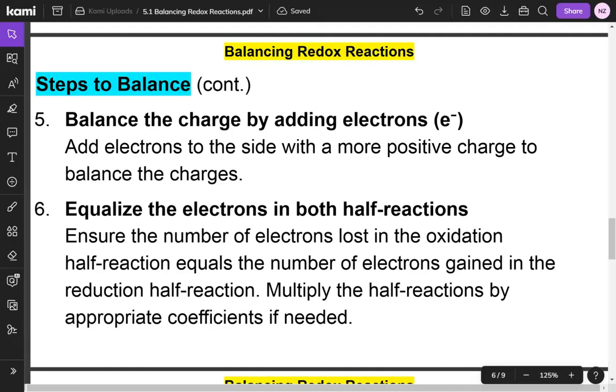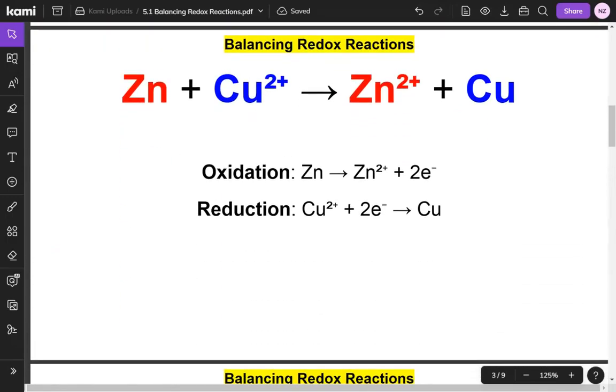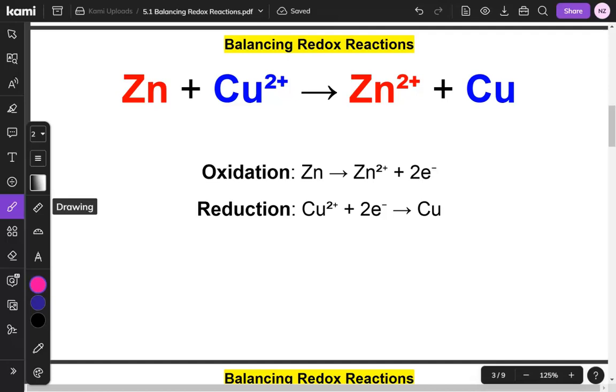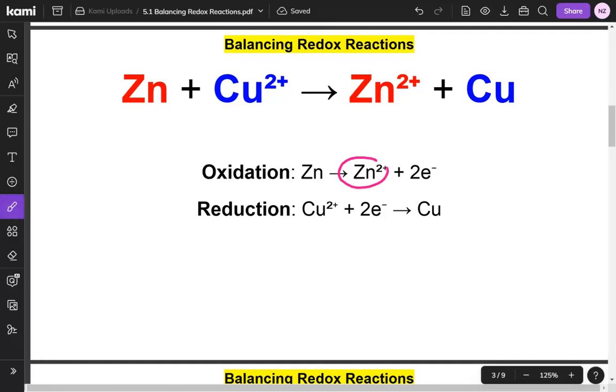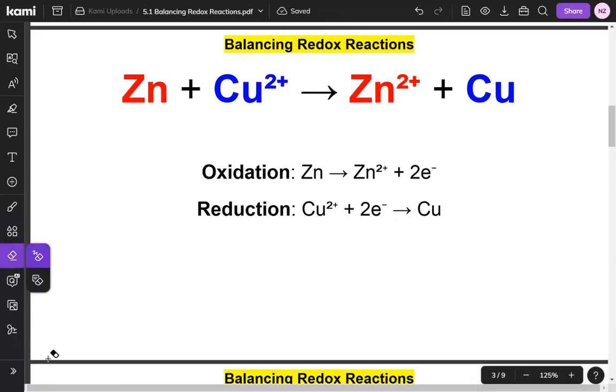Okay, next, we're going to balance the charge by adding electrons. So if I go back to my example here, you notice that the charge is balanced out. So here, this is a +2. This is essentially -2, so they balance out to 0. Same thing here. We have +2, and that's essentially -2, so the charges balance out and cancel each other out.